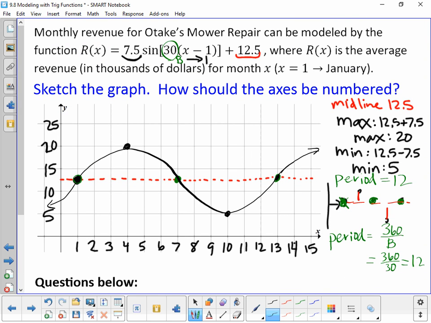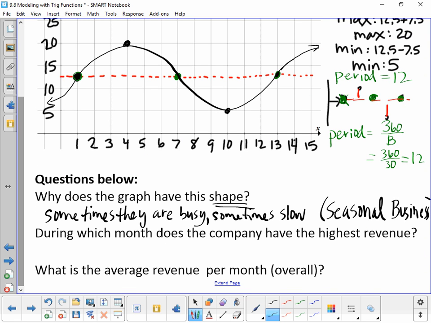So it says, during which month does the company have the highest revenue? Well, their maximum value is right here, and that corresponds to number 4. Well, if this is January, February, March, number 4 corresponds with April. And probably the reason that April is their highest revenue month is that April for a lot of the country is when people are starting to get their mowers out, starting to get ready to start taking care of their yards for the summer, and they realize that, as they try to use their mower, it needs a repair.